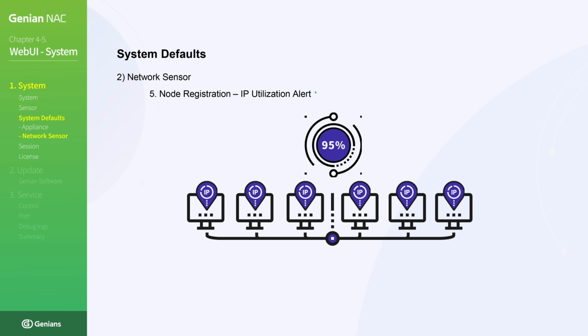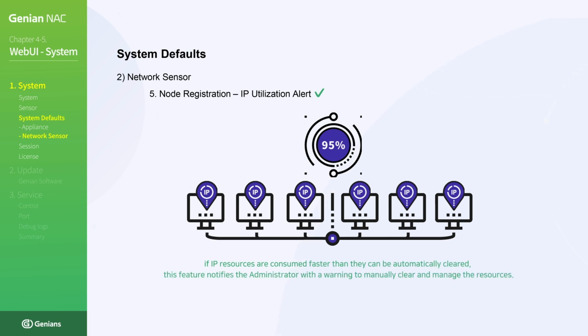The IP Utilization Alert section logs an alert when the utilization of IP addresses in the network managed by the network sensor exceeds the configured threshold. Although the automatic deletion feature helps ensure smooth usage of IP resources, if IP resources are consumed faster than they can be automatically cleared, this feature notifies the administrator with a warning to manually clear and manage the resources.